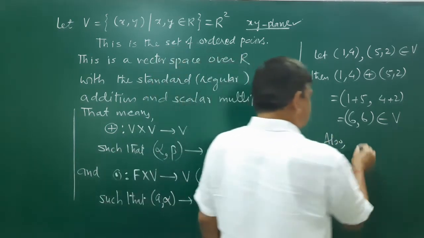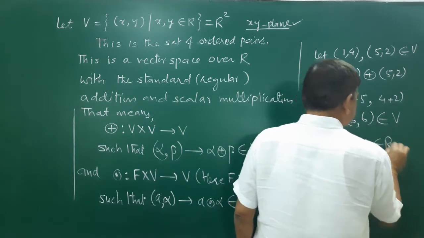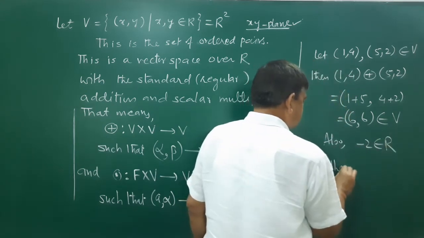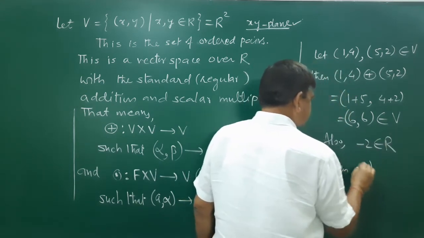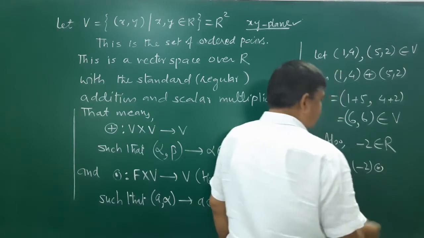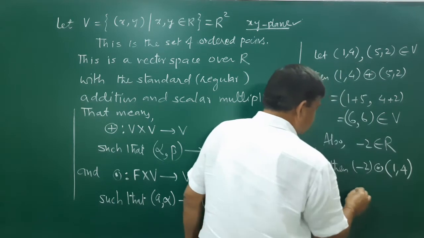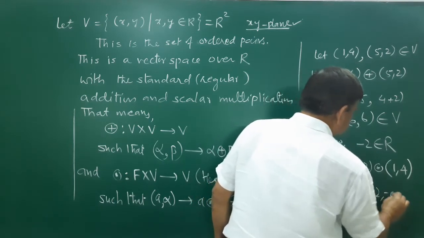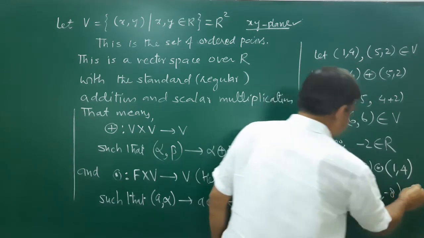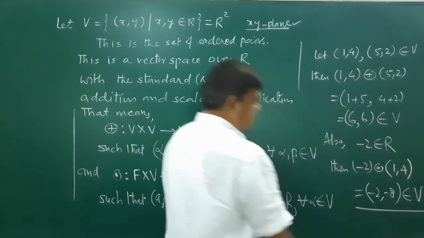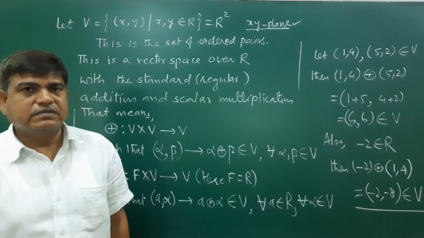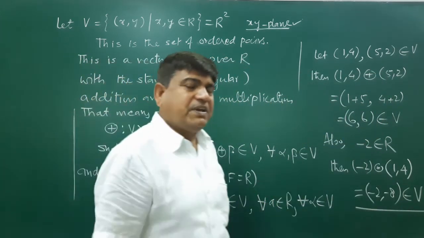Also, if I consider, suppose, minus 2 belongs to R, then minus 2 times alpha, suppose I say (1, 4) for example, then what will happen? It is (minus 2, minus 8). Now what is the geometry behind it?